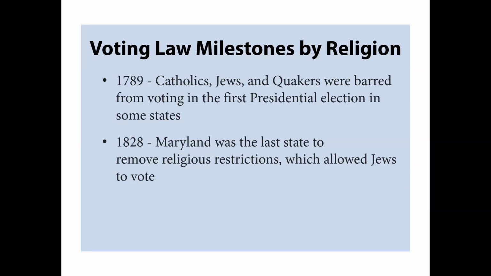It really wasn't until 1828 when Maryland was the final state to remove these religious restrictions, which allowed Jews to vote. This was a bill that was passed to amend their constitution, and it was known as the Jew Bill, so to speak, to remove this restriction and allow them to vote. Keep in mind that in a lot of places, like Maryland, Catholics were for a while the leading religion at the time.